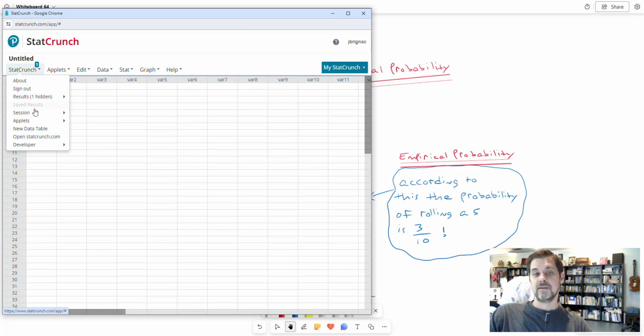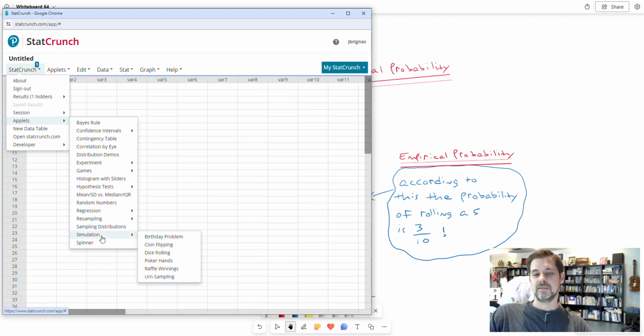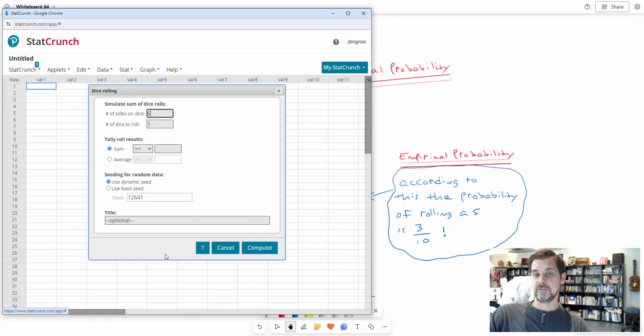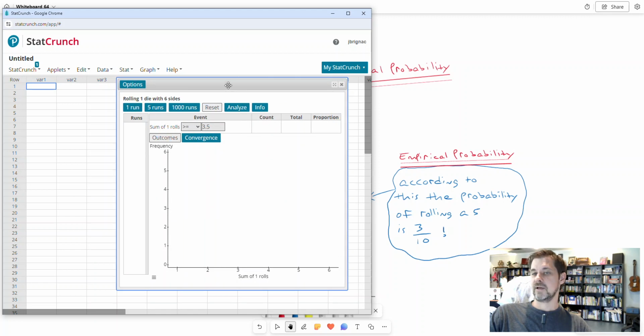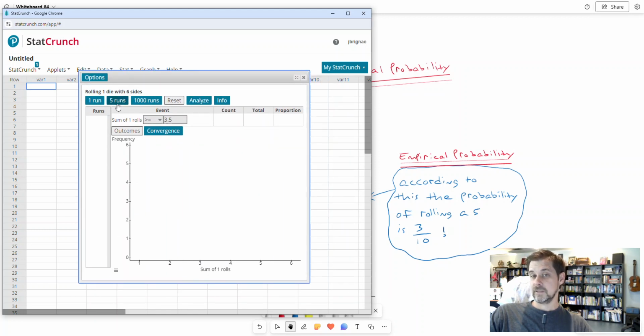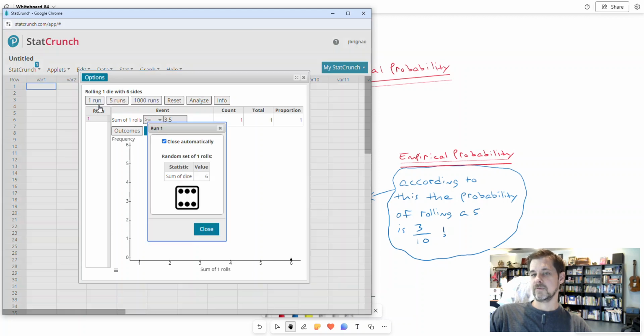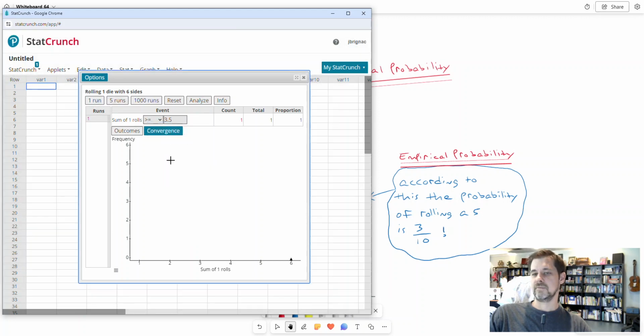I could go to applets and simulation, and here it allows me to simulate various uncertain things, like flipping a coin where you never know if it's going to be heads or tails, or rolling a die, where you never know what number is going to come up, and so on. So it allows me to simulate that. I'll select a 6-sided die and I'm just going to roll one die instead of 2 dice. I do a compute and then I can figure out how many times I roll the die. So let's do one run. Okay. Whoops.